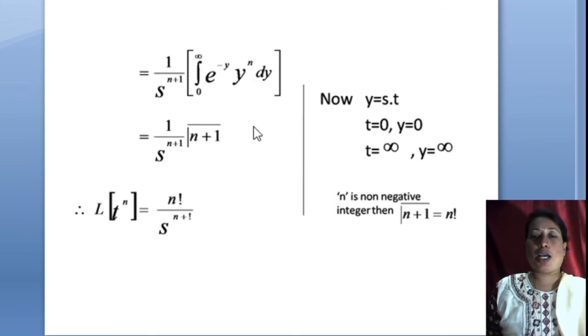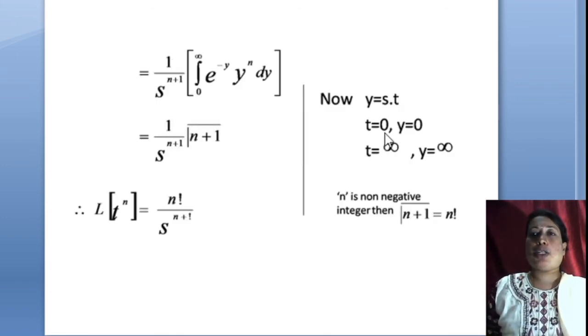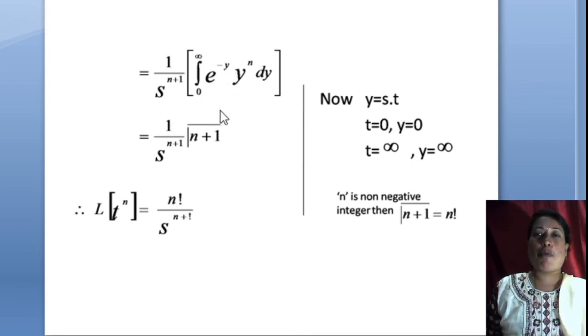The limits are also changed because of the substitution. When t is equal to 0, y is also 0; when t is equal to infinity, y is equal to infinity. So we get the standard formula, because we know the gamma function. By definition of the gamma function, the integration from 0 to infinity of e power minus y into y to the power of n dy is equal to gamma of n plus 1. This is a standard result we know from the previous unit, so gamma n plus 1.